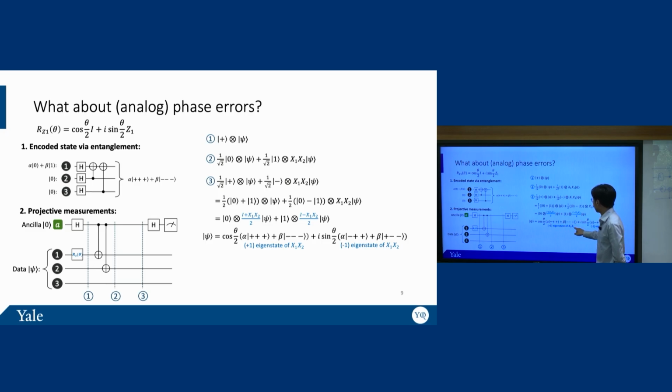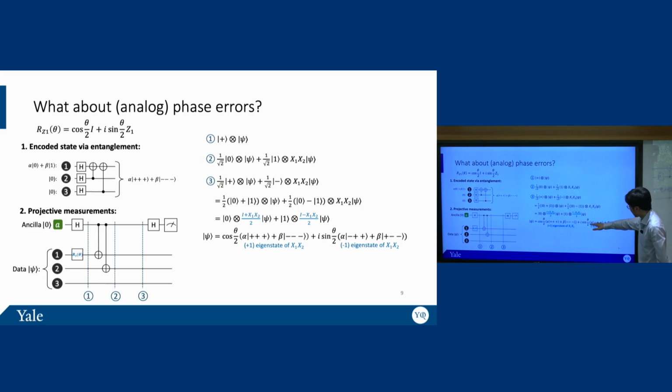so x1, x2 acting on this state leaves it the same. And then the other term left over in this superposition is the -1 eigenstate of x1, x2. So if you apply x1, x2 to this state, you're going to get a minus sign in front of it.